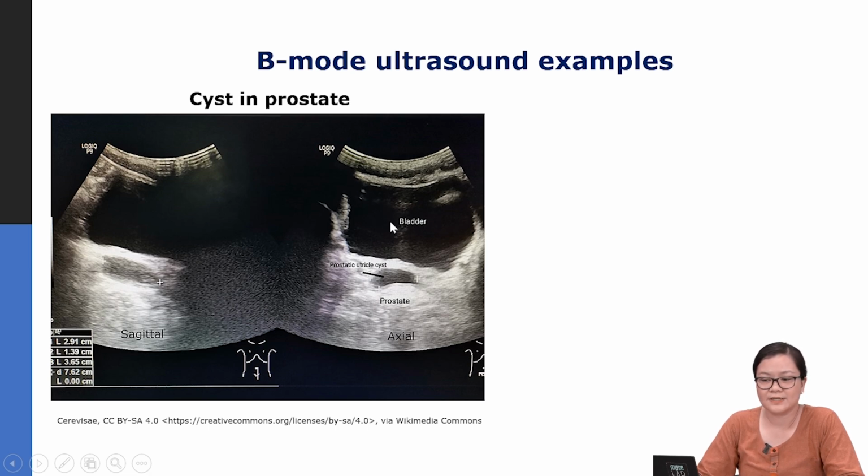Another application is if you want to look at cysts in the tissue. For instance, in this case, this is a B-mode image of a prostate with a cyst right here. Cysts are typically filled with fluid and therefore they're less echogenic compared to the surrounding tissue. So these are just some examples of what B-mode ultrasound images look like in the clinic, and these images can be used for various clinical diagnoses.